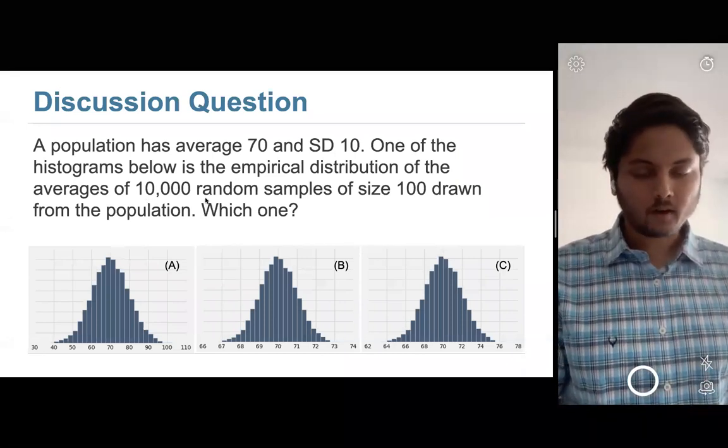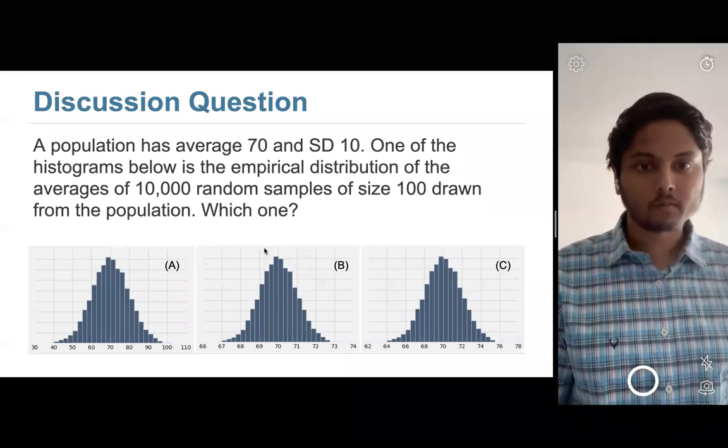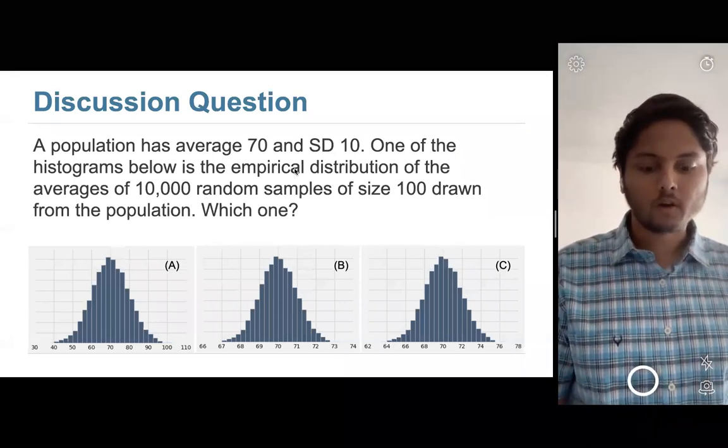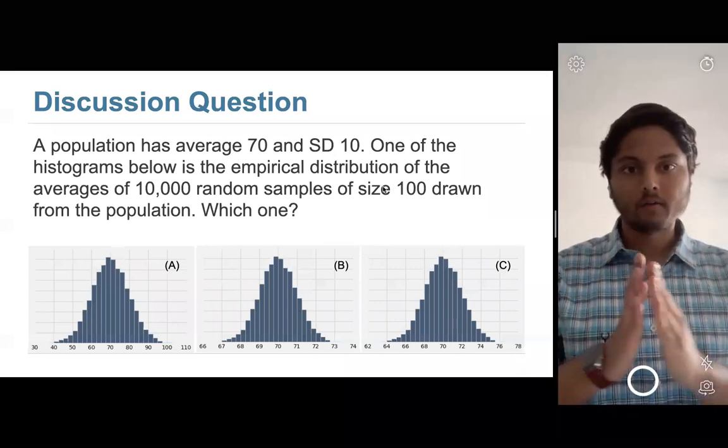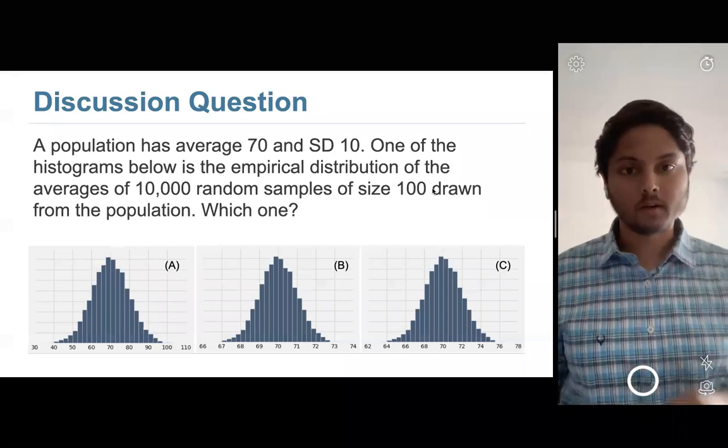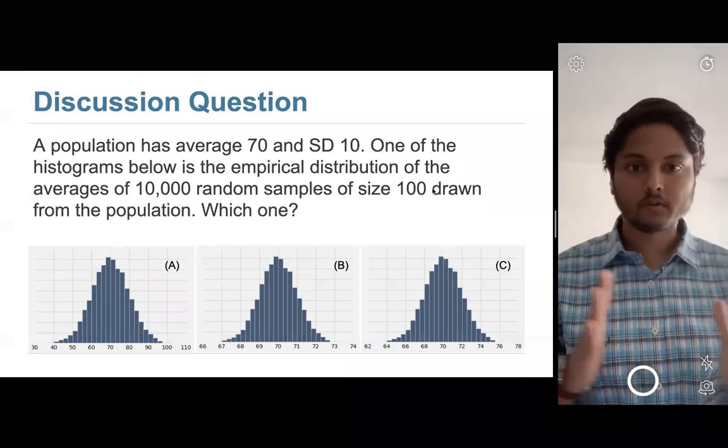If you did 100,000 simulations, these graphs would look basically the same. They wouldn't really change much. But what controls how wide or how narrow they are is the sample size within each simulation. That's what controls the spread of your distribution.